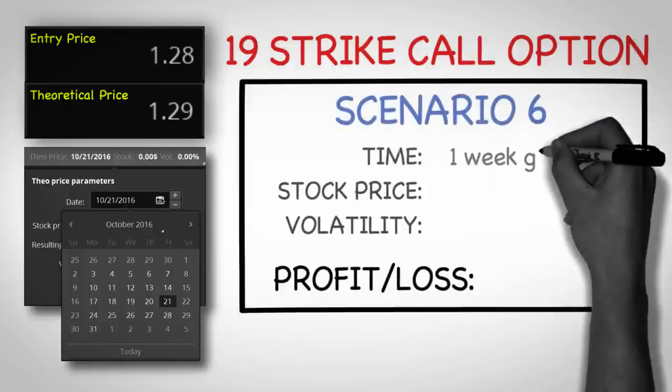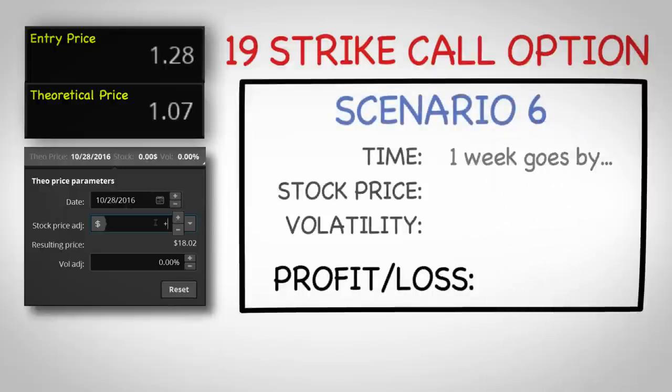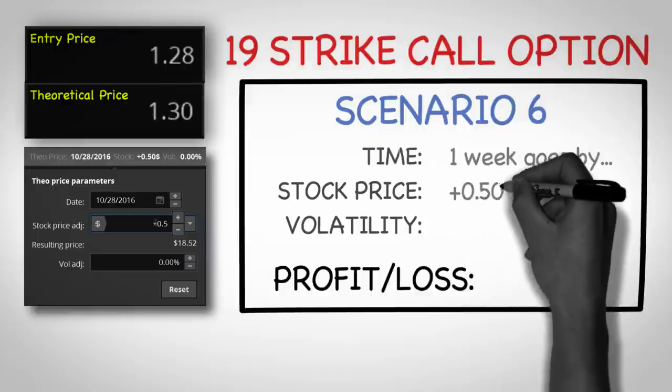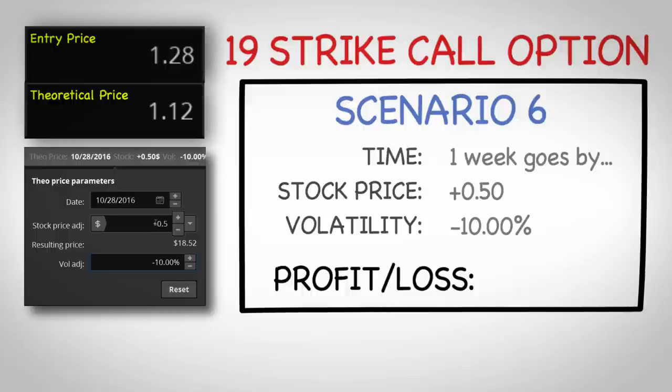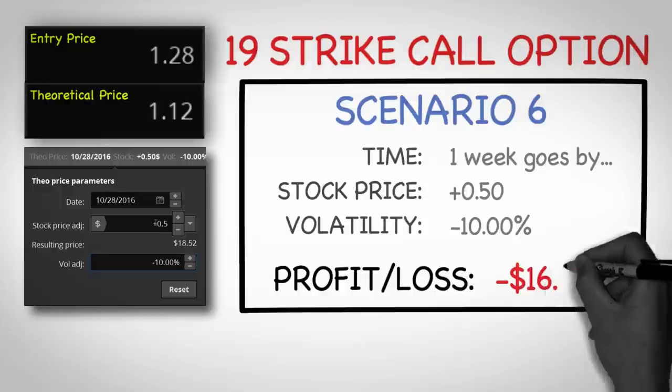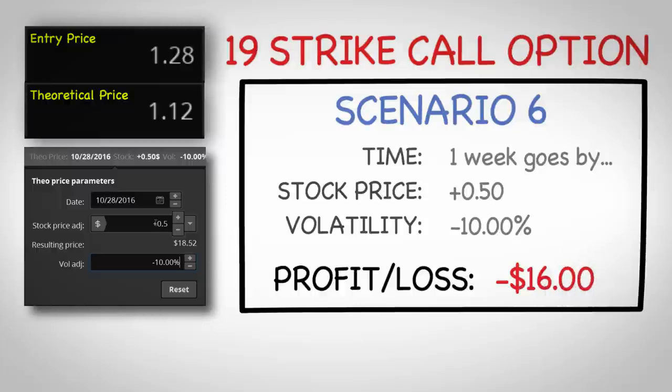Okay, now let's say 1 week goes by, the stock goes up by 50 cents per share, and implied volatility goes down by 10%. You can see that the option's price is now $112, resulting in a $16 loss. So the stock went up like we wanted, and it didn't take much time to do so, but in this case the implied volatility went down. So the drop in implied volatility plus the little bit of time decay that occurred more than canceled out the fact that the stock price went up, which caused us to lose money.